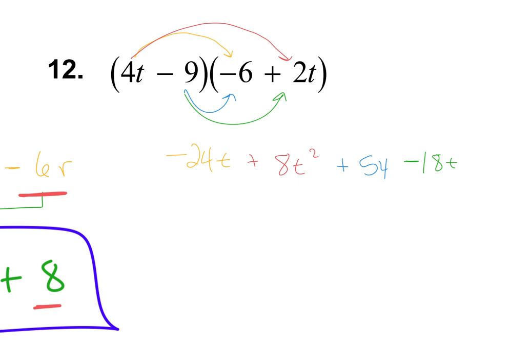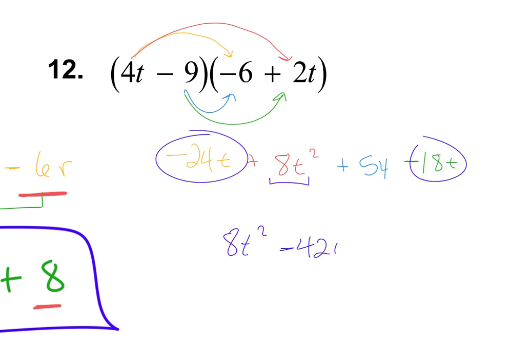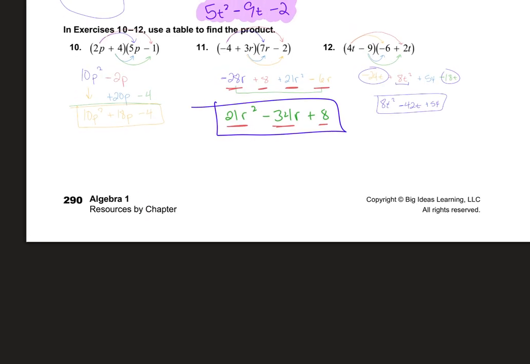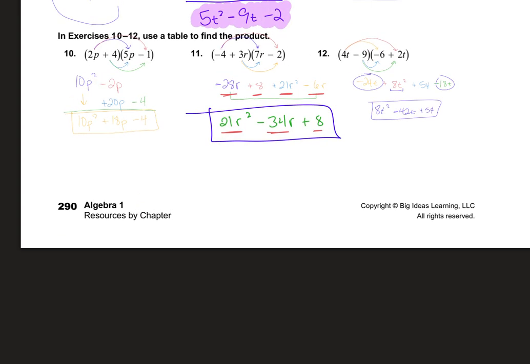And then I would just combine them. So this guy's out front because he has the biggest degree. Negative 24t and negative 18t, that's negative 42t. And then plus 54 because he's the only one left. And I just realized that I was supposed to use the table for this, so my bad. Maybe we can table it real quick.